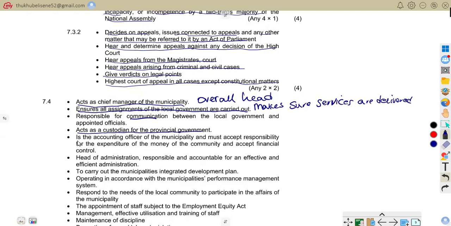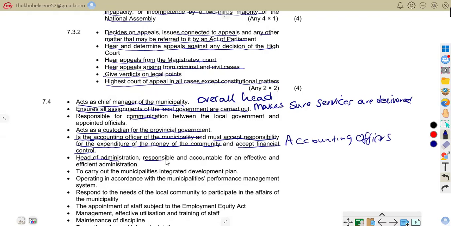They are also the accounting officer of the municipality and must accept responsibility for the expenditure of the money of the community and accept financial control. So they are accounting officers, responsible for finances.